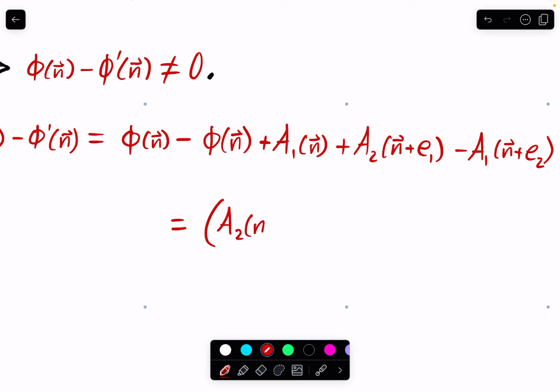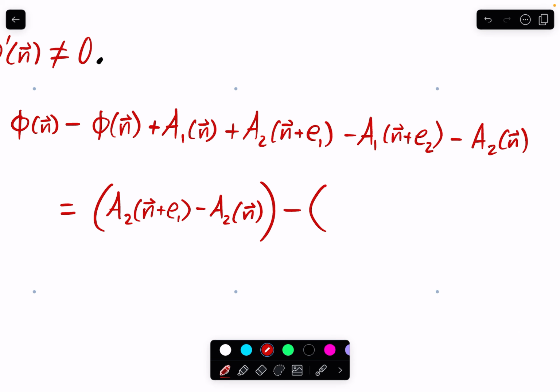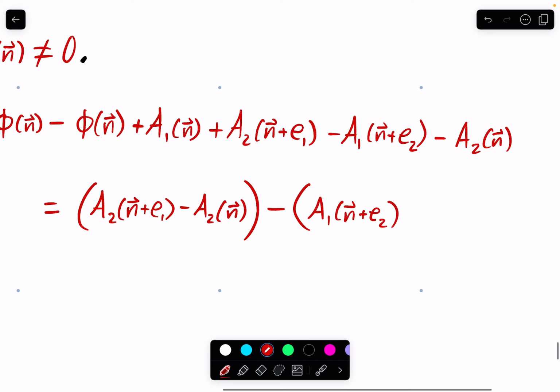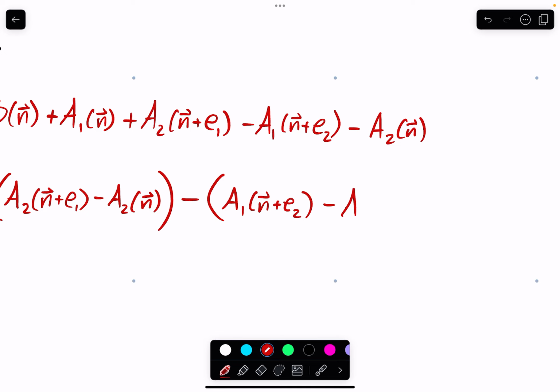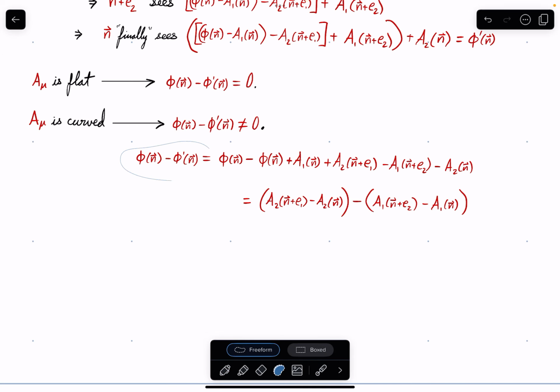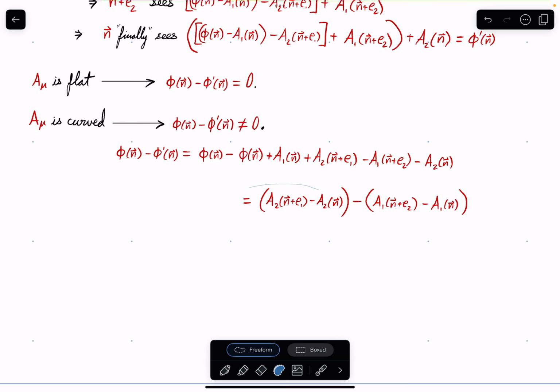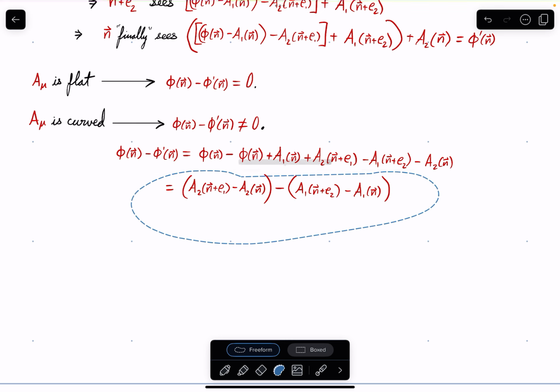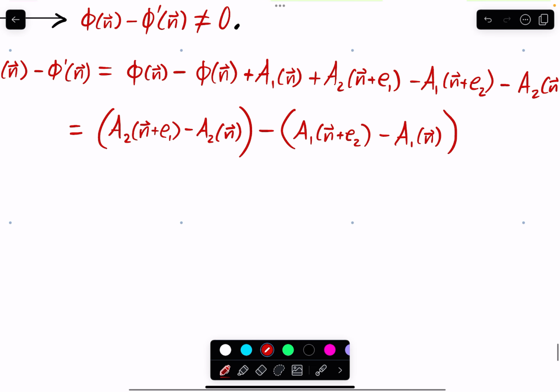A2 at E1 minus A2 at n minus A1 n at E2, and then minus A1 at n. And this is labeled F12 for this point.